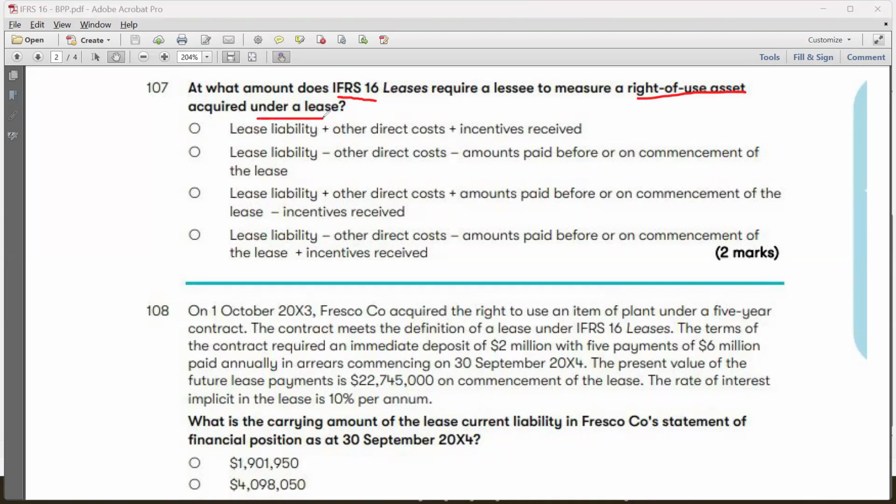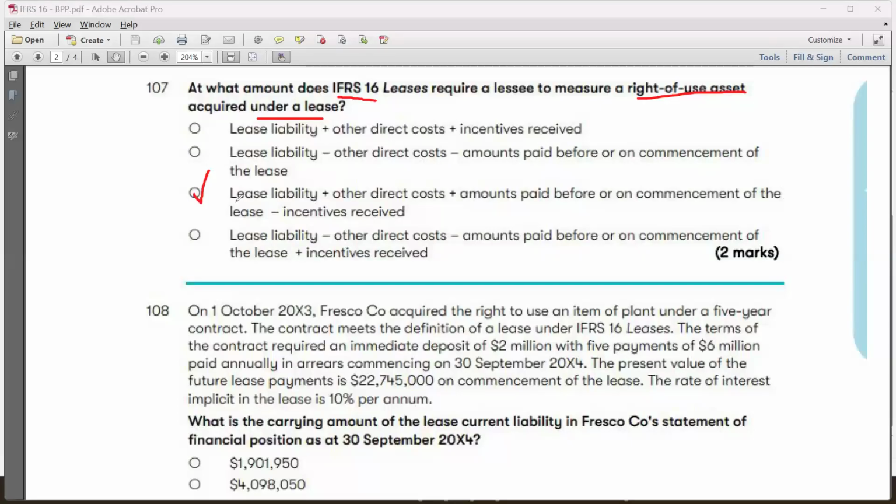So it's quite straightforward. You take the lease liability, you add in any direct cost that you have paid, and you deduct any incentive that you have received. So option A is not correct, and option B is lease liability. You do not deduct the other costs, you add them. So this option is not there. Lease liability plus any direct cost plus amounts paid before or on commencement of the lease. Yeah, that is also part of the calculation of right of use asset. And any incentives that we have received, we deduct it. So this is the appropriate definition of right of use asset.